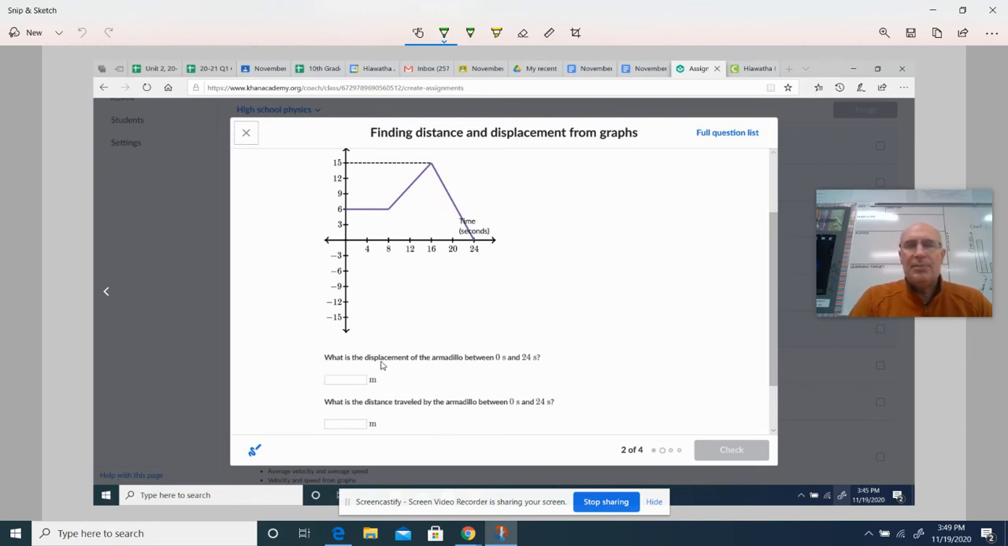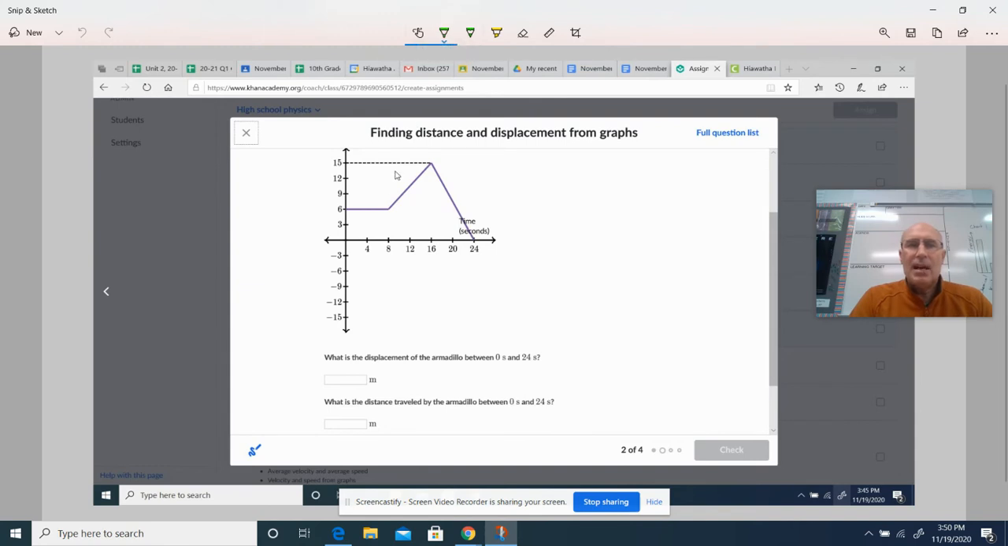It says, what is the displacement of the armadillo between 0 and 24 seconds? Okay, well, we need to use that 0 and 24 seconds to tell us what we need to look at on the graph. So we need to start looking here, and we need to end looking here. Maybe he could have said, what's the displacement between 12 and 24? And then we just look between the 12 and the 24, okay? But we're starting at 0 and we're going to 24.